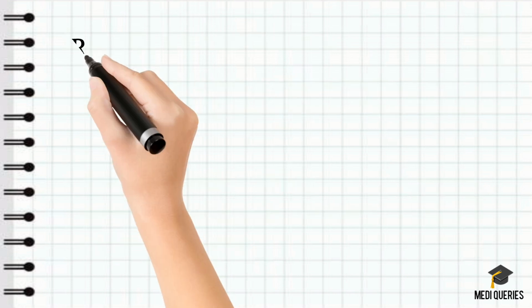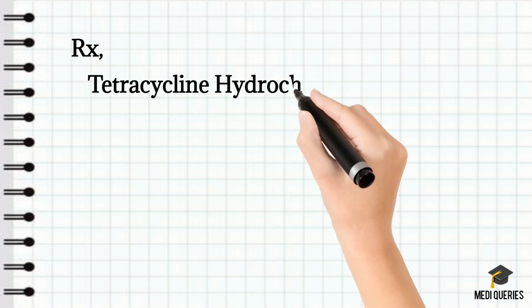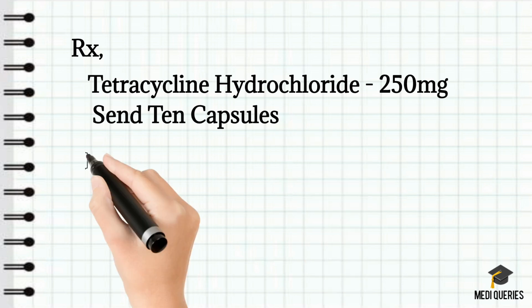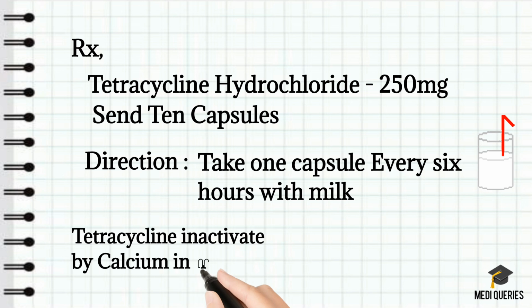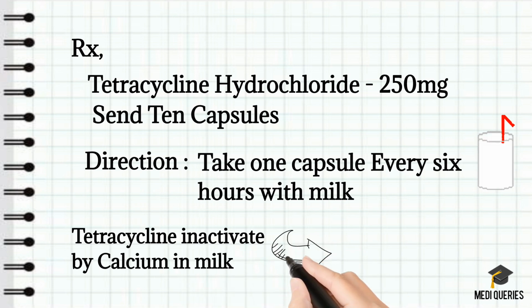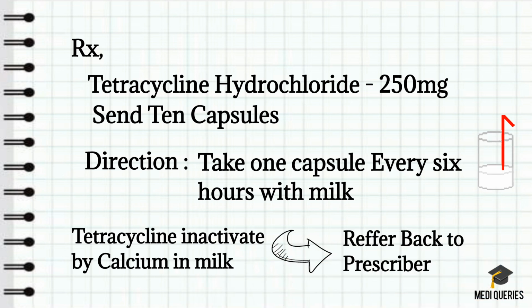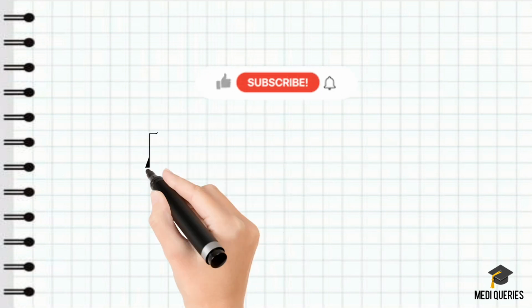Okay. And the next example is tetracycline hydrochloride 250 mg, send 10 capsules. Direction for use is take 1 capsule every 6 hours with milk. Okay, that is the fault here. Tetracycline is inactivated by the calcium which is present in the milk. So the tetracycline capsule should not be taken with milk. In this prescription, the therapeutic incompatibility is an unintentional one. So the prescription may be referred back to the physician to change the direction for use. Okay, so these are all the various therapeutic incompatibilities.